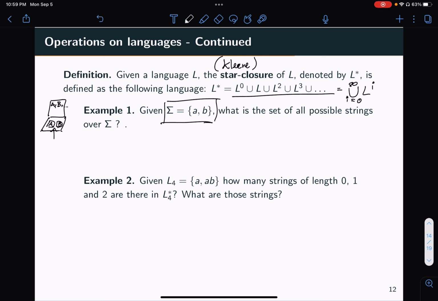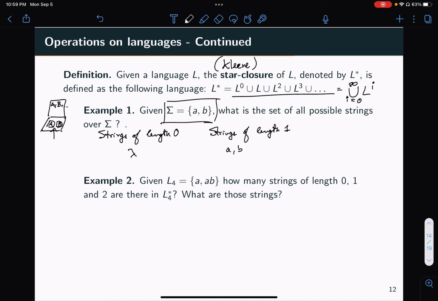Well, I'm going to have strings of length 0, right? Because I want all possible strings, right? So one way of sort of counting these guys is saying, okay, I have strings of length 0, strings of length 1, strings of length 2, strings of length i, right? So strings of length 0, I just have 1, I have lambda. Then strings of length 1, I have 2, I have a and b, right?